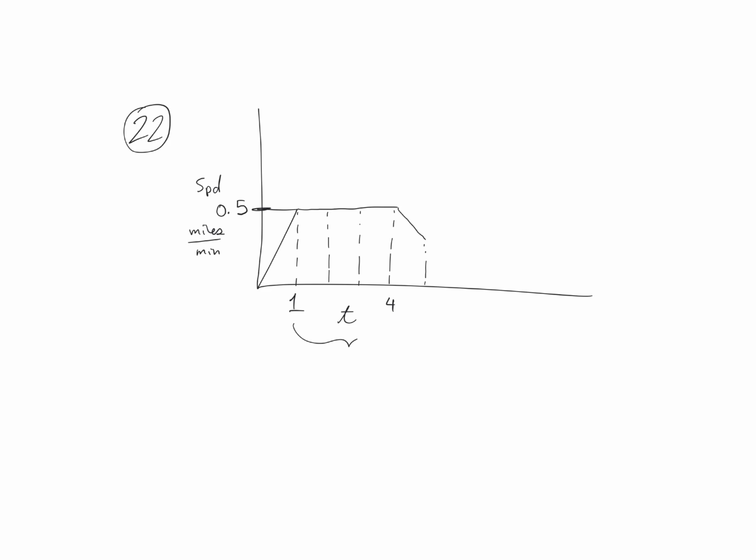And we have, on here, 3 minutes. Well, if I go 0.5 miles per minute for 3 minutes, I multiply by 3 minutes. Minutes cancel. I'm left with units of miles. 0.5 times 3 is 1.5 miles. B.